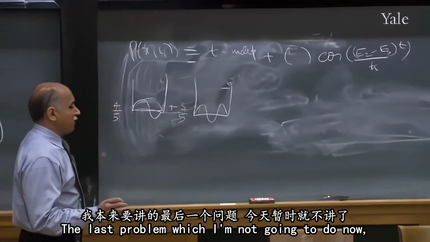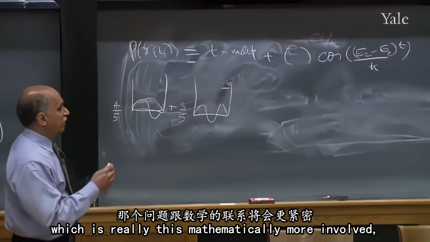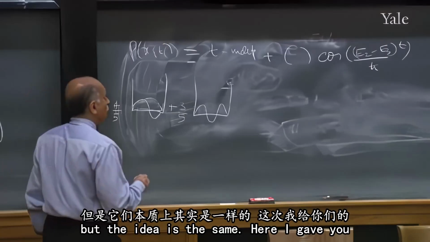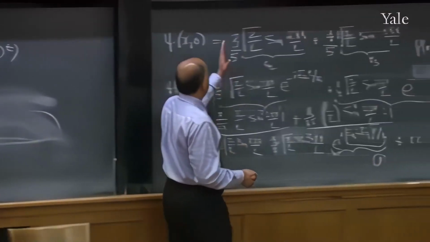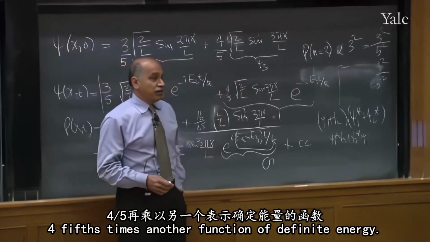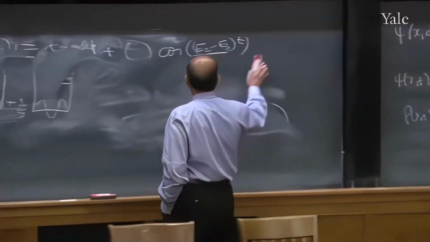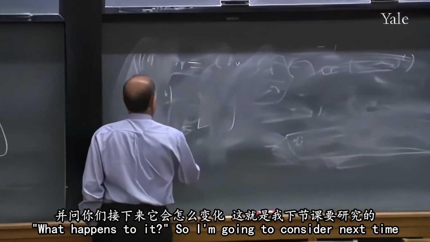The last problem, which I'm not going to do now, I will do next time, but I'll tell you what it is I want to do, which is really just mathematically more involved, but the idea is the same. Here I gave you the initial state on a plate. I just said, here it is, 3/5 times one function of definite energy, 4/5 times another function of definite energy. The problem you really want to be able to solve right now is when somebody gives you an arbitrary initial state and says what happens to it.